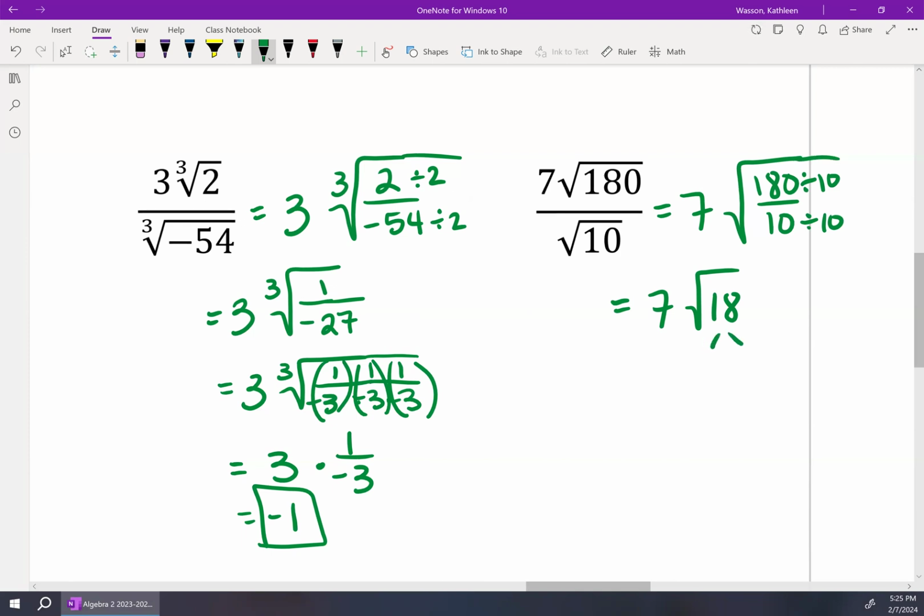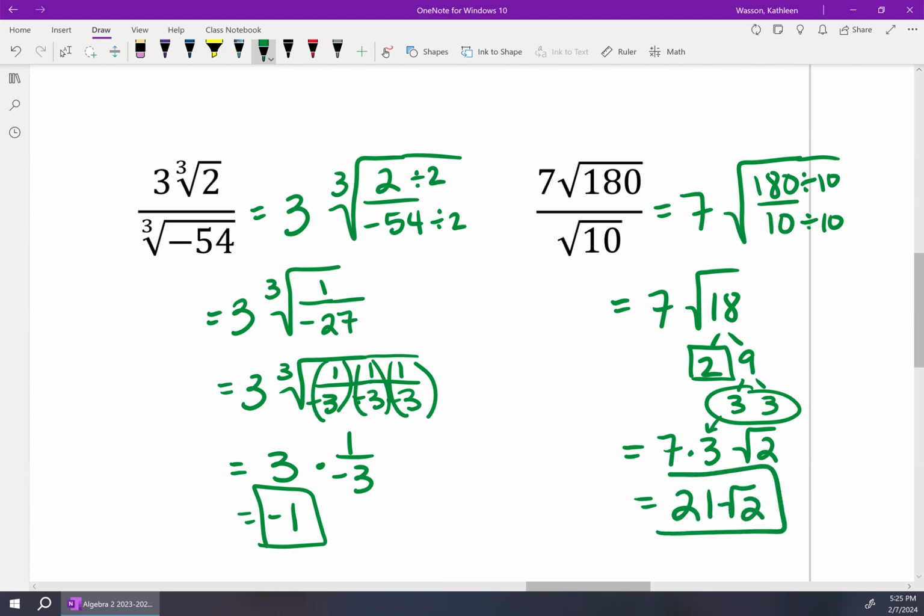18 can be factored as 2 times 9. 9 is 3 times 3. So I can simplify this radical by taking a 3 out, and this 2 will stay inside. So now I write my expression as 7 times 3, that's this 3 that was inside, and square root 2. 21 square root 2.